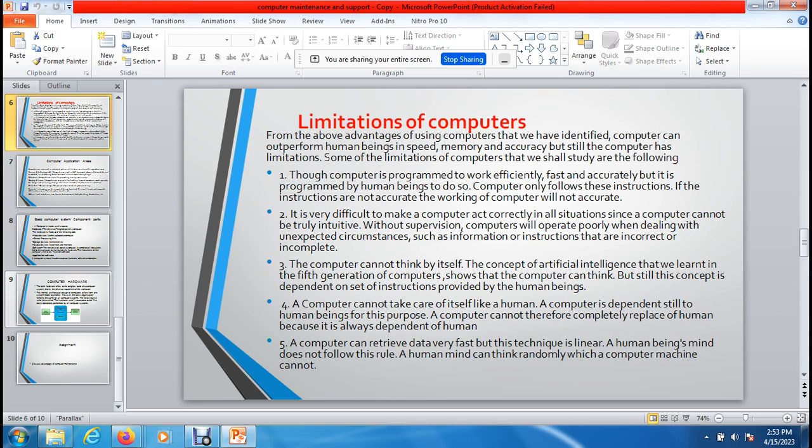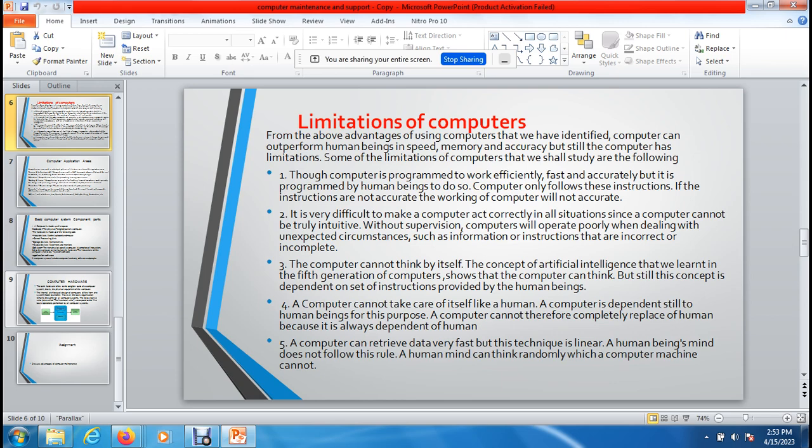The last one: a computer can retrieve data very fast, but this technique is linear. A human mind does not follow this rule. A human mind can think randomly, which a computer machine cannot. So a computer cannot think the way a human being thinks. So that points to the limitations of computers.